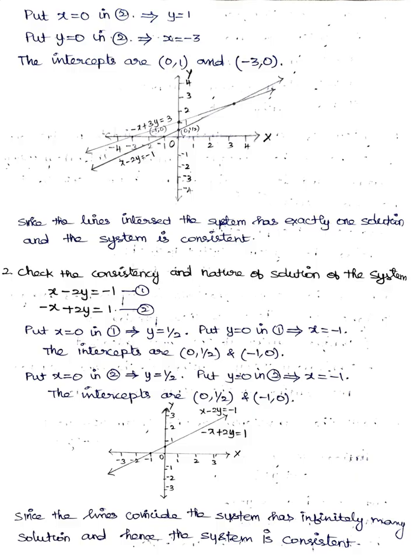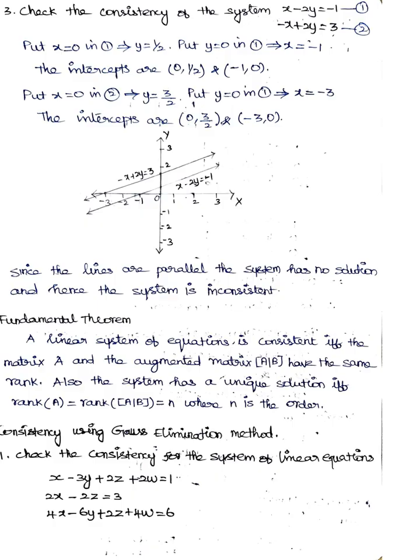Now we form the graph. Here, the lines coincide. The system has infinitely many solutions, and infinitely many solutions means the system is called consistent. Next one, check the consistency of the system of equations x minus 2y is equal to minus 1 and minus x plus 2y is equal to 3.